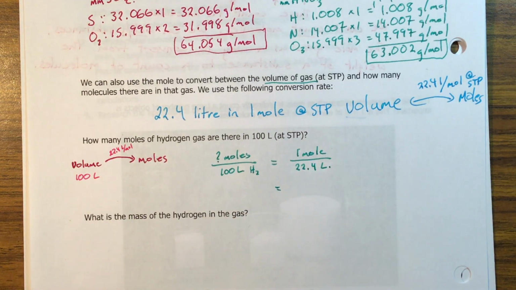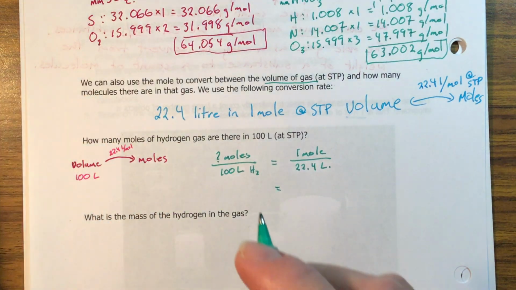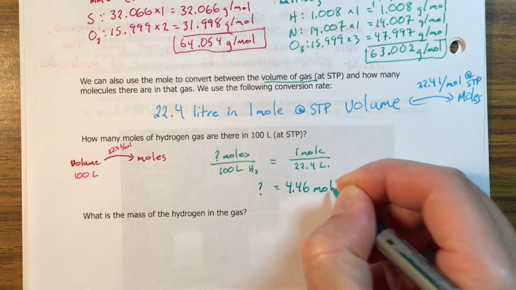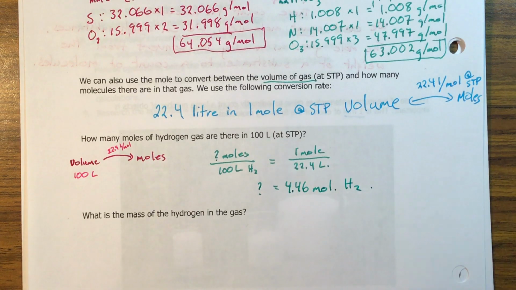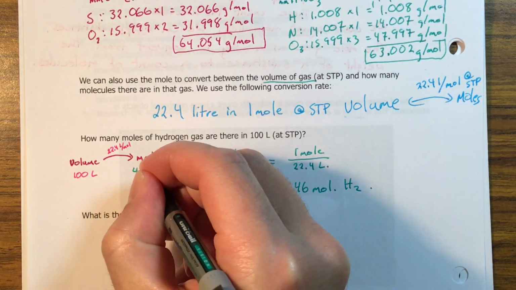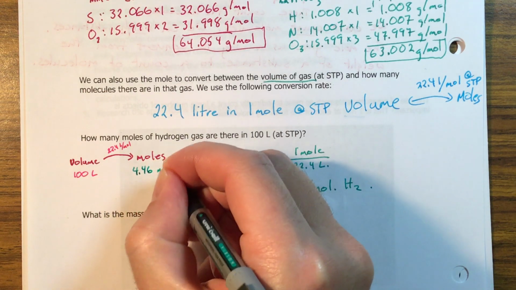So I do 100 times 1 divided by 22.4. So clear, 100 times 1 is equal to 100 divided by 22.4 is equal to 4.46. 4.46 moles of H2. Now I rounded that, and we're going to have to start talking about significant figures soon, so we have the correct number of significant figures. So I went from volume to moles. So 100 liters is 4.46 moles.